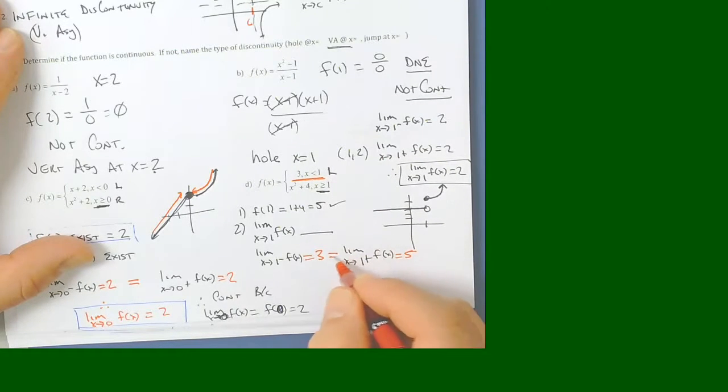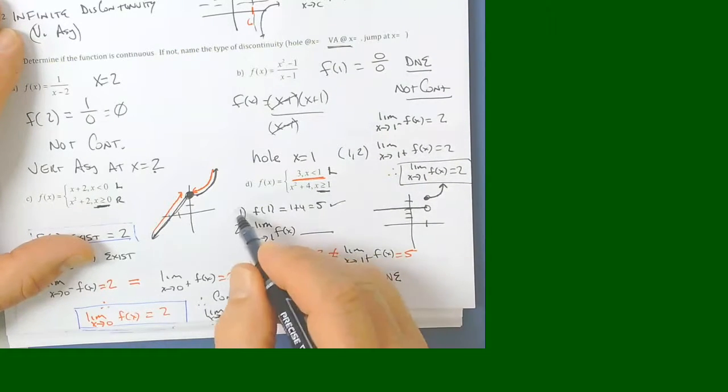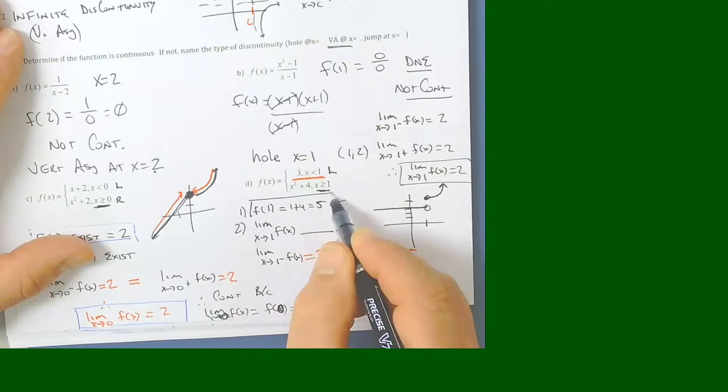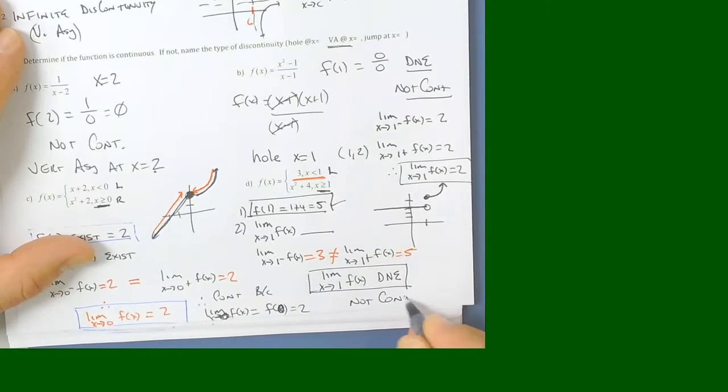Do they agree? No. So does the limit exist? No. Limit as x goes to 1 of f of x does not exist. My function exists, it equals 5. My limit does not exist, therefore I don't pass both tests, not continuous.